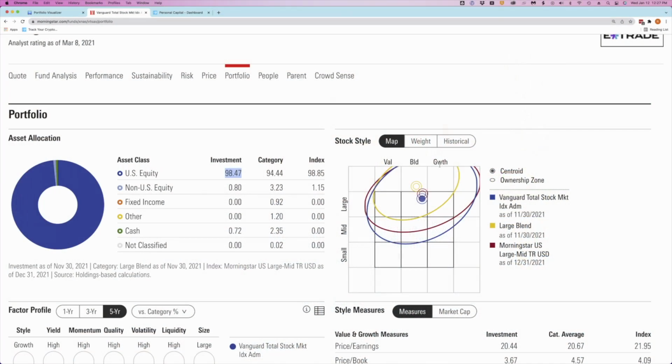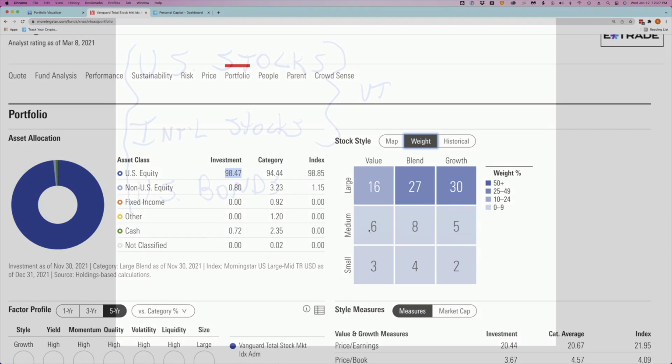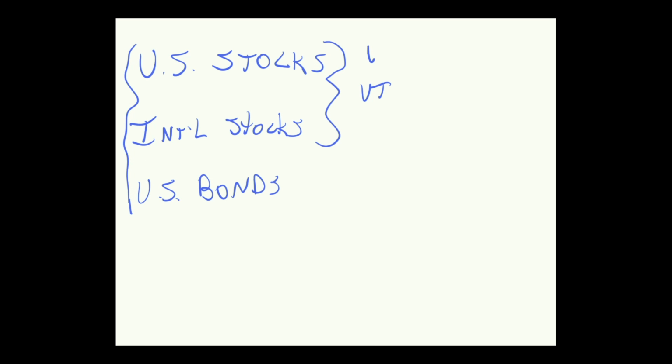So if we go back, we can actually look at how much of this fund is in each of these squares, if you will, by clicking this weight link. There it is. So predominantly large, but there's plenty of medium-sized companies, plenty of small companies down here, and we can look. There's growth, there's value, there's blend. It's got a little bit of everything. Excellent. So for US stocks, we can use VTI. I'll just do that, or VTSAX. They're basically the same thing.